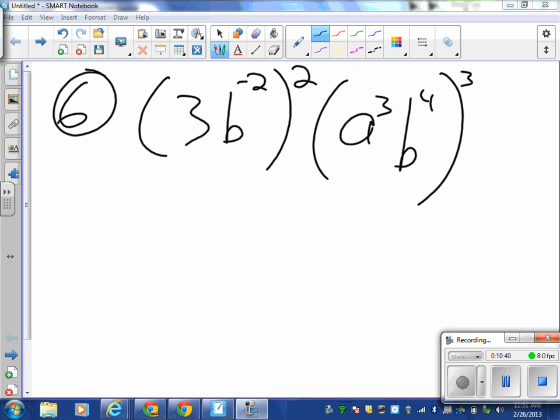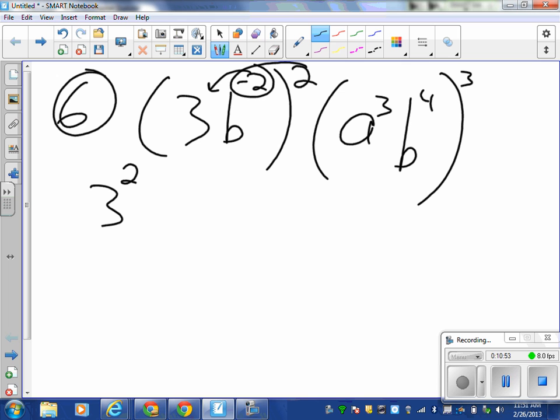Again, we have a 2 on the outside. This 2 tells me to do what? Multiply this 2 with that number and bring it over to the power over there. So I'm going to rewrite this as 3 to the second power b, multiply those 2 numbers. And then again, with this number here, we got a 3, multiply it with that 4, and multiply with that 3. And we end up getting a to the 9th power, or b to the 12th.